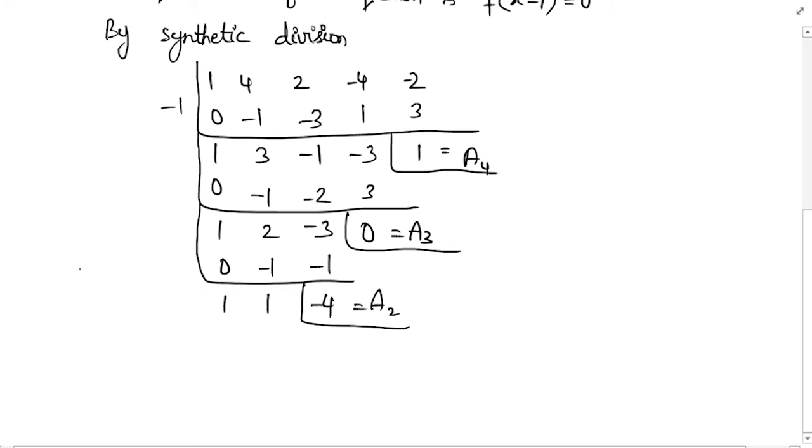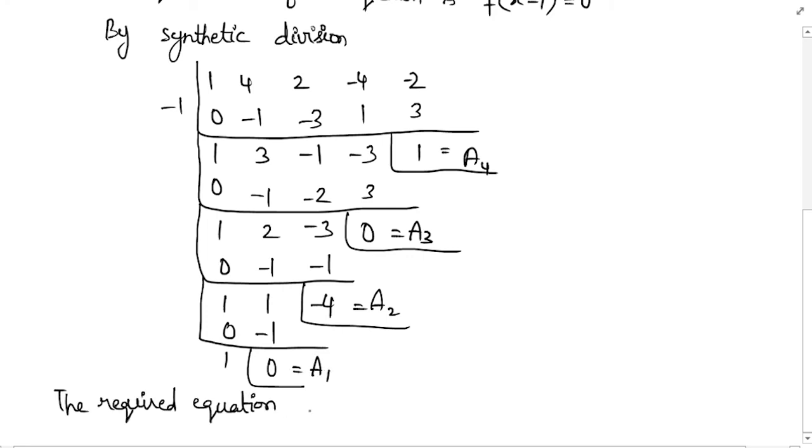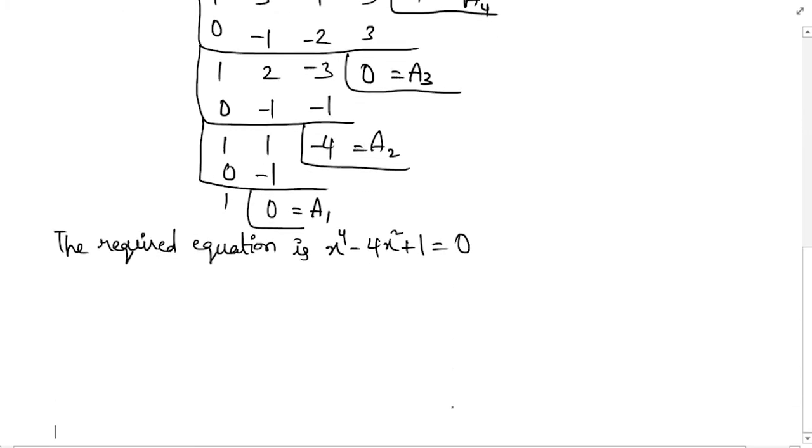Okay, so again 0, this is 1, this is minus 1, which is equal to 0. Okay, this will be equal to A1. Okay, the required equation is x power 4 minus 4x square plus 1 is equal to 0. Okay, so this is our first bit. Now we'll move on to our second bit.